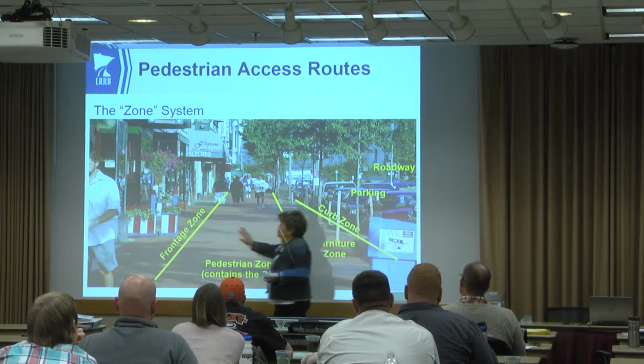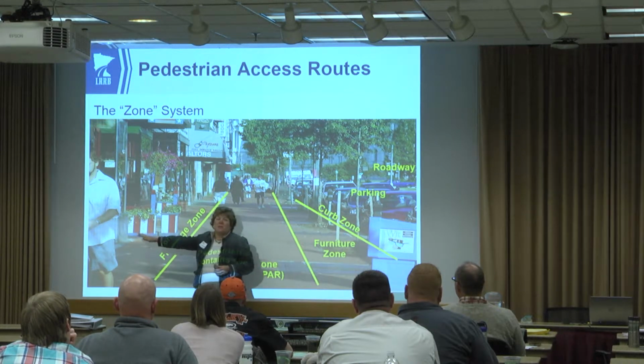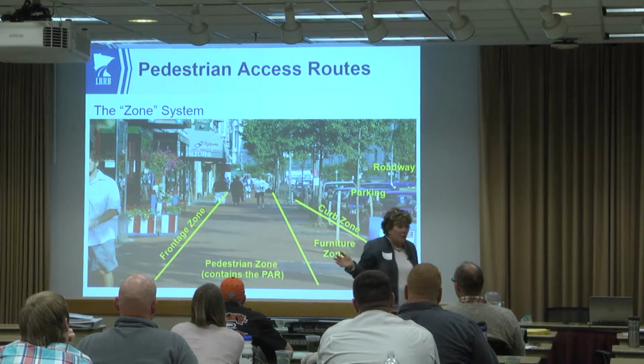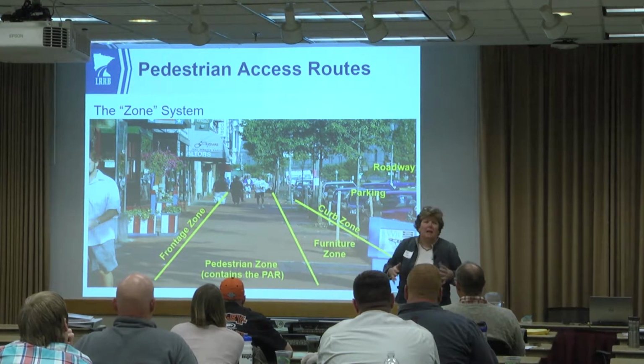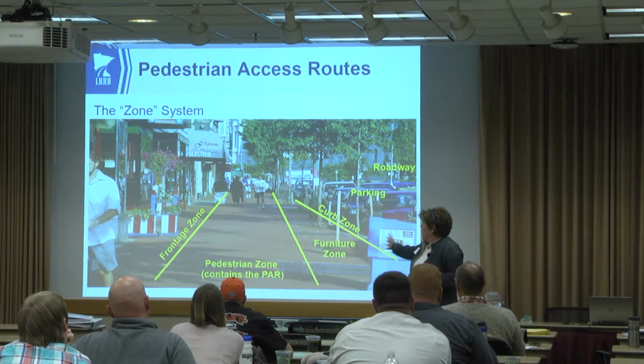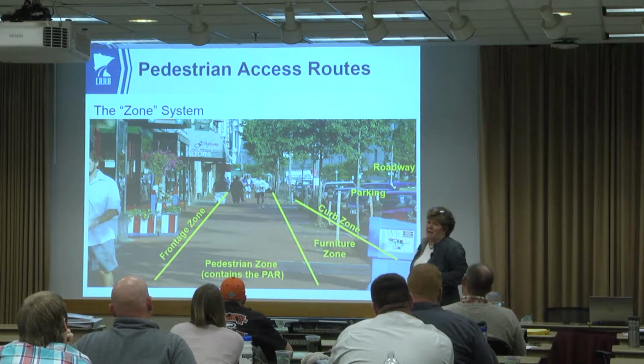Now, many commercial areas also have a need for a frontage zone. So a frontage zone is where you're going to allow for the doors to open, where you're going to have landings and staircases into buildings. You might have some furniture in the frontage zone as well, but the most important thing is we maintain this unobstructed pedestrian access route. Not necessarily through the middle.